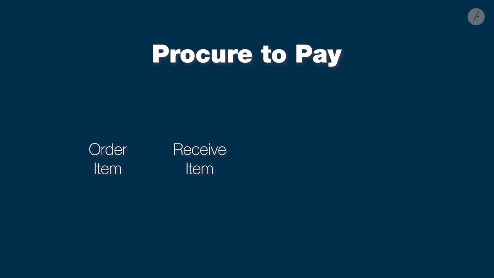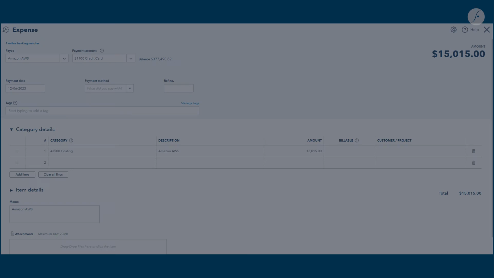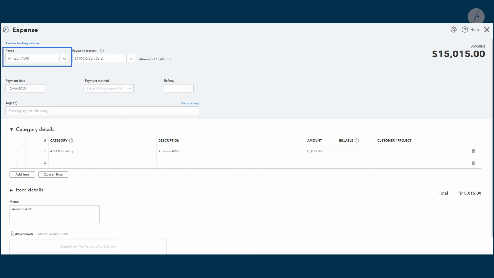The next process is procure to pay. This process controls how we spend cash. We order an item from a vendor, receive it, enter a bill, then pay for it. We'll also include things like payroll and tax payments here. The most important piece of information here is the vendor.